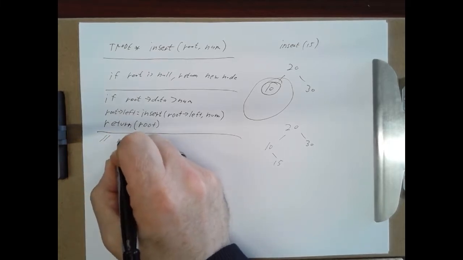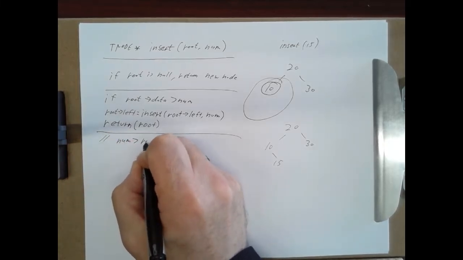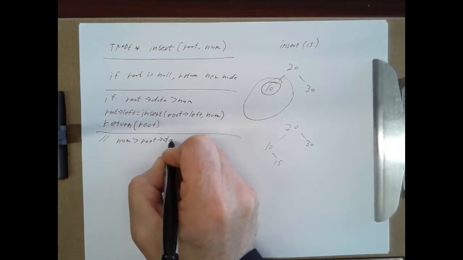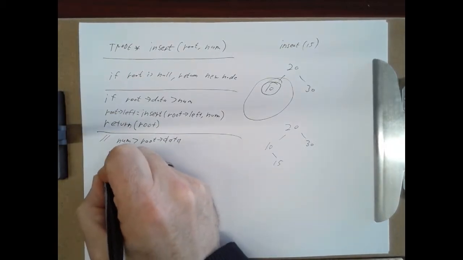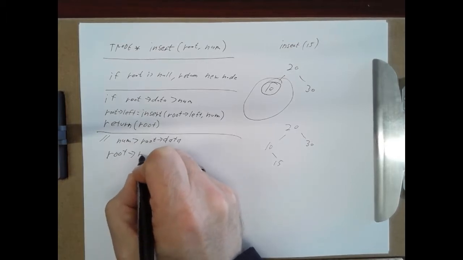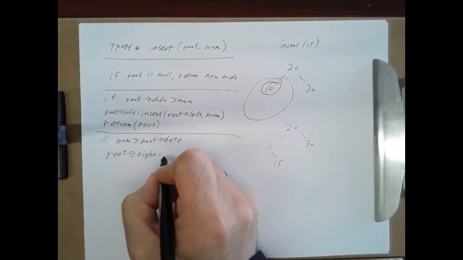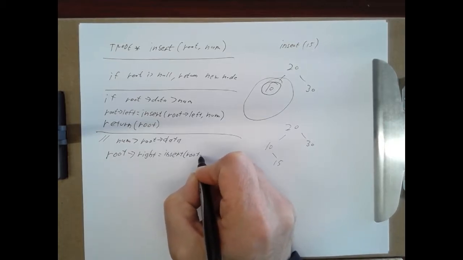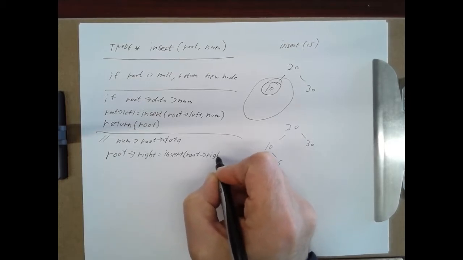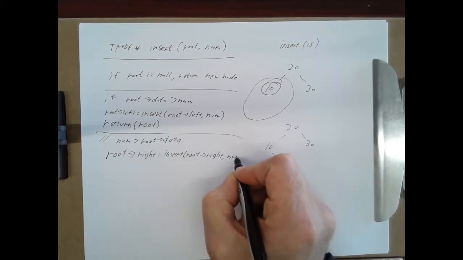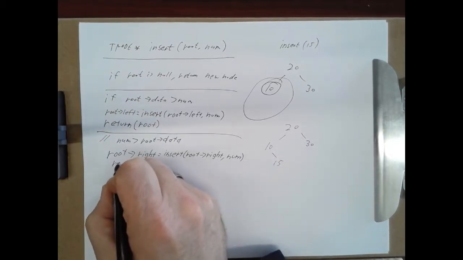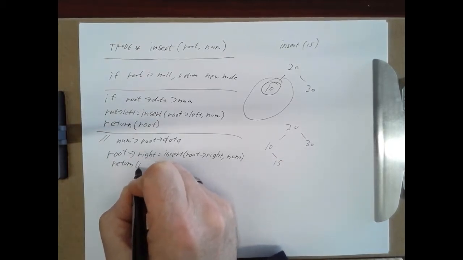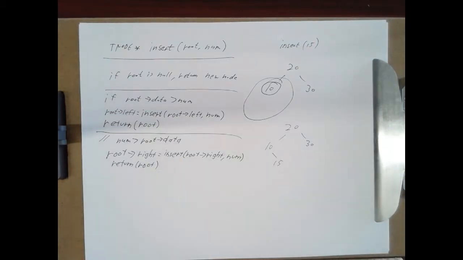Otherwise, our number is bigger than the root data. So do the same thing on the right. And there's no real special cases here except the base case where the root's null.